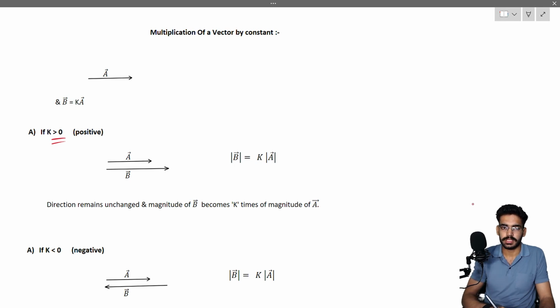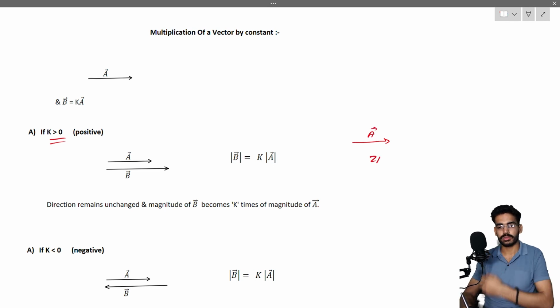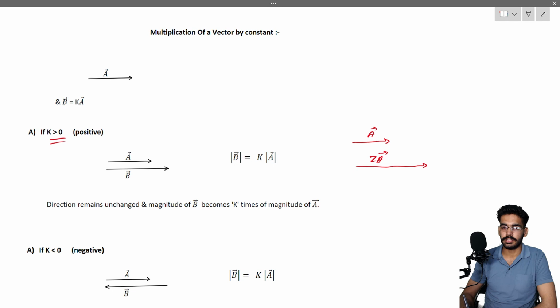First case: if k is positive, then what is going to happen? Let's take an example. Say we have a vector a, and I multiply it by the constant 2. What will the 2a vector look like? Its magnitude will become twice and the direction will be the same. If I multiply by half, that is 1 by 2 a vector, the direction is the same. If k is greater than 0, then the magnitude is multiplied by k and the direction stays the same.